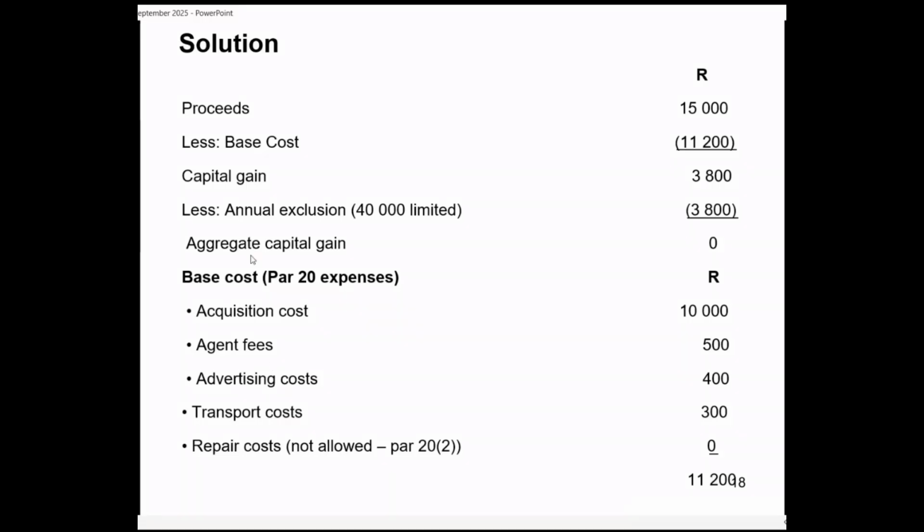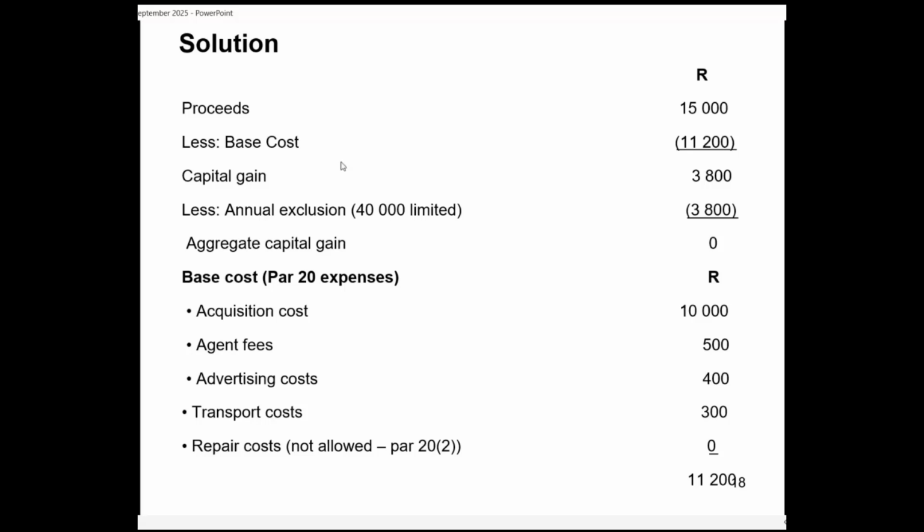So again, at this level, we need to calculate the base cost. In some instances you won't be given the base cost, and this is how you calculate it in terms of paragraph 20. The acquisition cost will be included. The agency fees will be included. Advertising cost will also be included. Transport cost will be included. Repair cost will not be included, it will not be allowed in terms of paragraph 22, so it will be 0. So we get to the base cost of 11,200.